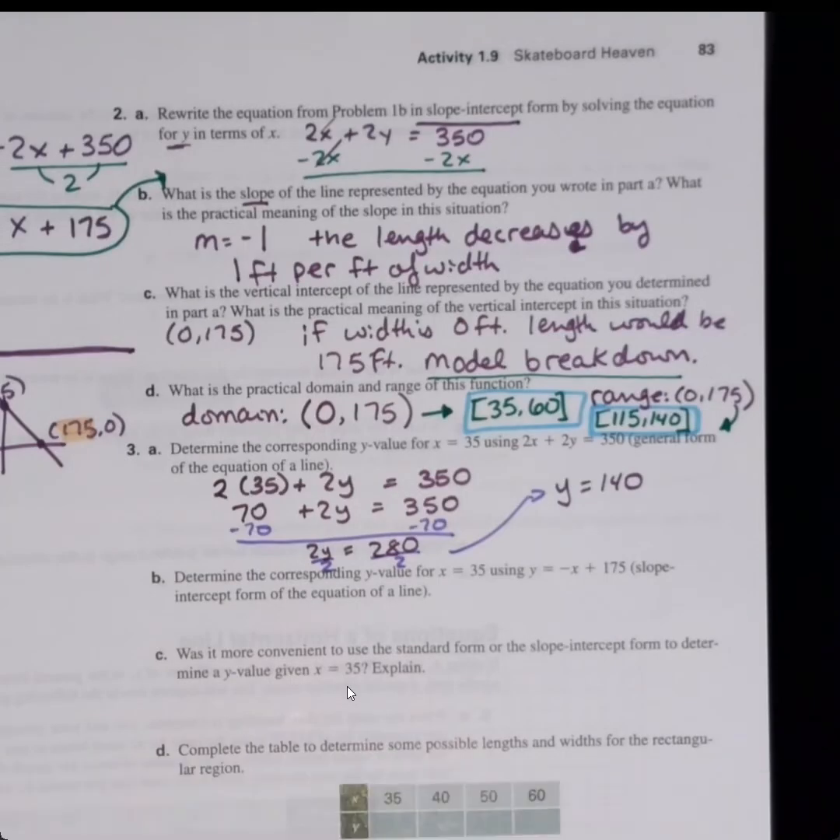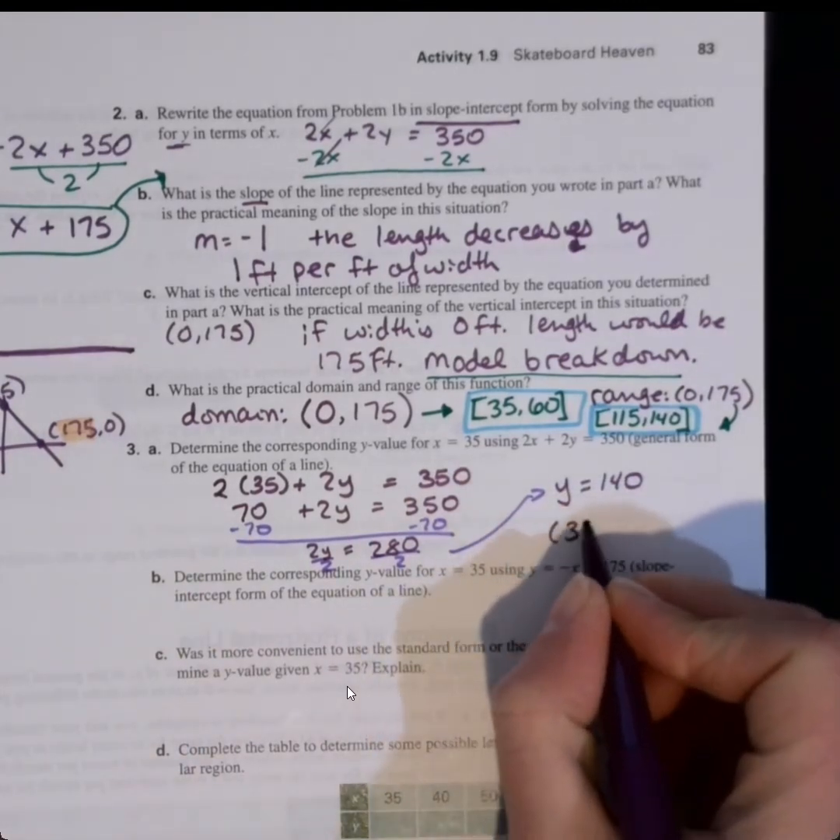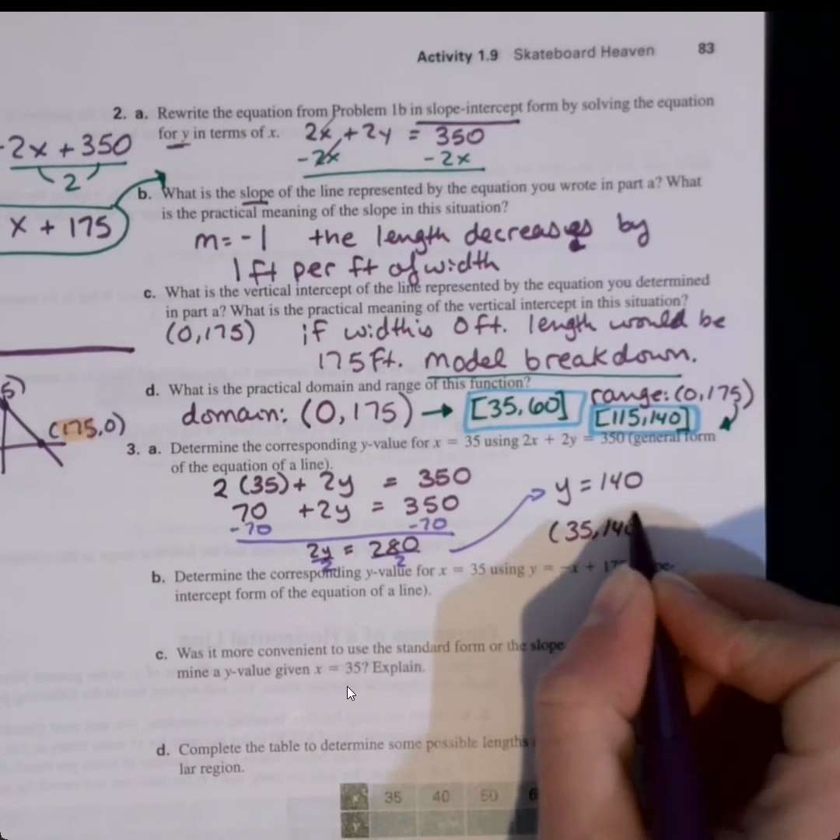Hang on, they're trying to resize it. There we go. So that would be the y value that corresponded, or I could fill in and complete that ordered pair as 35, 140.